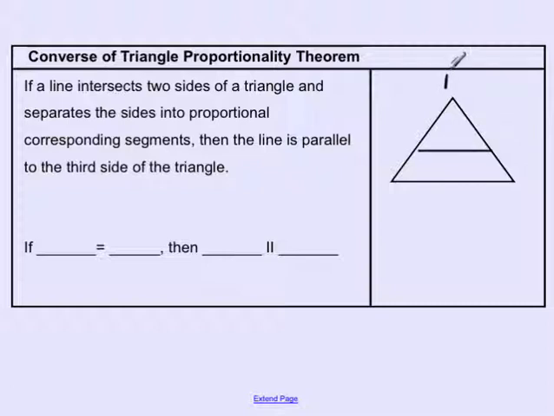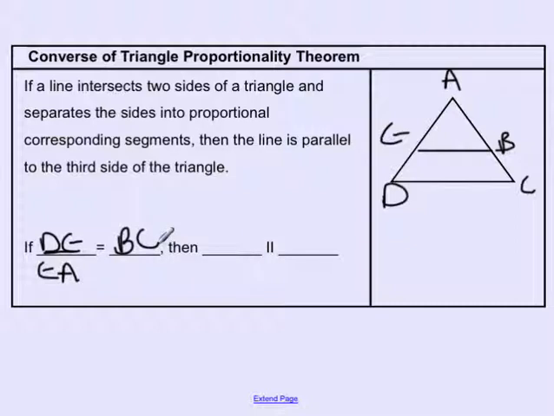Let's set up that triangle like we did before. We had A, C, D, and then the line EB cutting through it. Now let's set up our proportional sides: same side over same side. Since DE is on the bottom, then BC needs to go over the top, and then we're going to have AB on the bottom. If those two proportions are equal to each other, then we can say that EB is parallel to DC. So as long as we can show that they're proportional, then we can say that they're parallel.